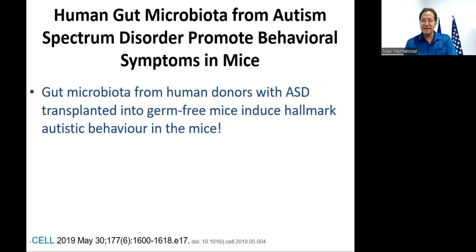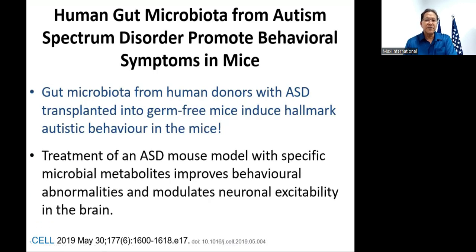So you really need to concentrate also on improving the microbiome in autistic children. The treatment of an ASD mouse model with specific microbial metabolites improves behavioral abnormalities and modulates neuronal excitability in the brain. So one is the transplant of microbiota from the human ASD into germ-free mice. They develop autistic behavior, and then the mouse with ASD is given metabolites from a healthy microbiome, and then the behavior improves.